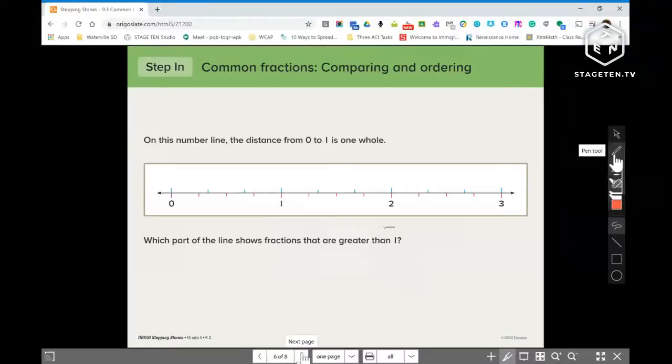So this one's a little bit different. We've got 0 to 1, but then it goes on. So how many whole numbers do you see there? 1, 2, and 3. And then which part of the line shows fractions that are greater than 1? Well, it could be anything that direction, right? These are all greater than 1.